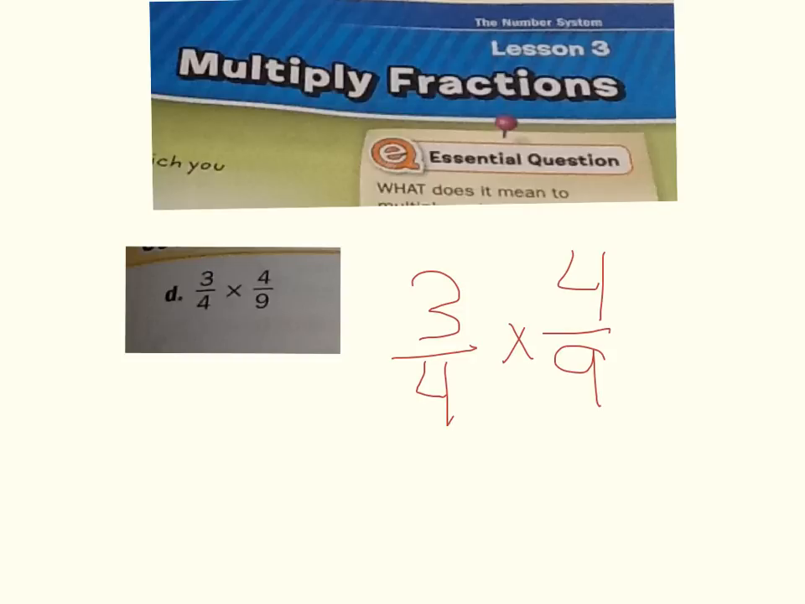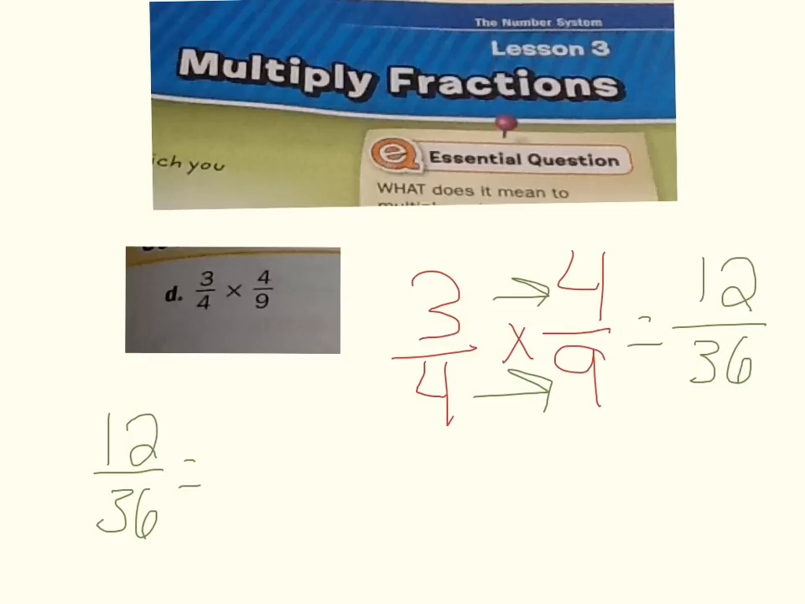The first way is we can simply multiply across like we know how to do. Well, when we do that, 3 times 4 is 12, and 4 times 9 is 36. Now, looking at 12 over 36, we can simplify it.